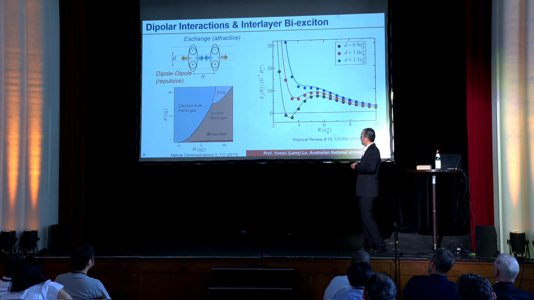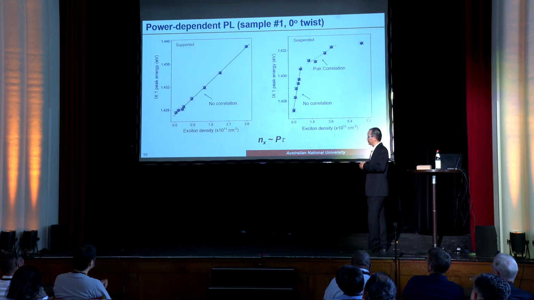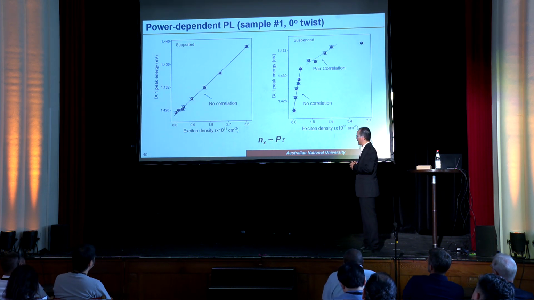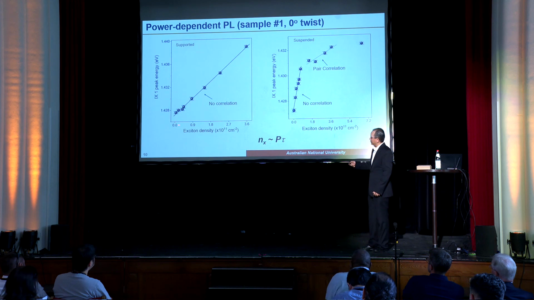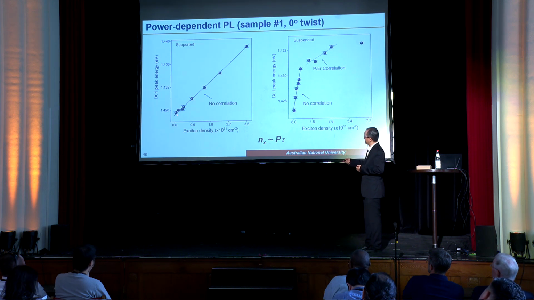Before I show you the experimental data, let's look at the dipole-dipole interaction from sample 1 with a twist angle of 0. We use this kind of power-dependent PL to look at the dipole-dipole interaction in the system. When we increase the pumping, the exciton density, we can clearly see that the peak energy will show a blue shift. This is because of the repulsive interaction.